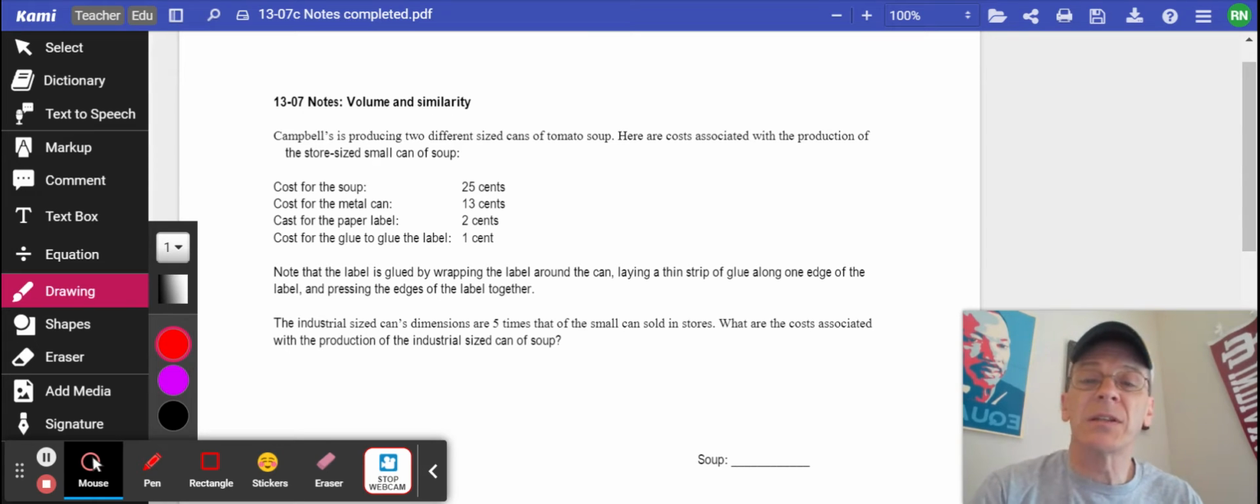Hey everyone, this is 13-7, volume and similarity. Similar objects in 3 dimensions. We talked about similar objects in 2 dimensions.